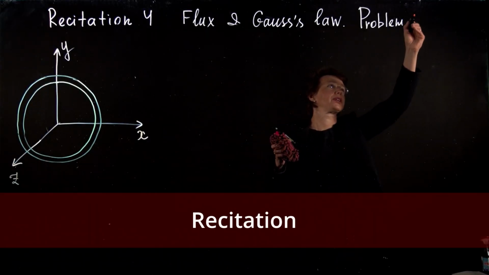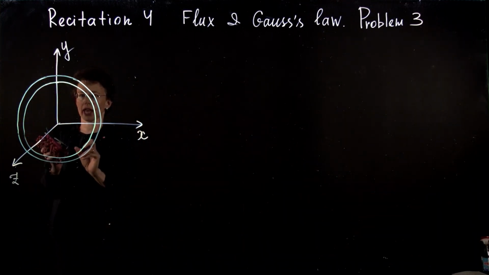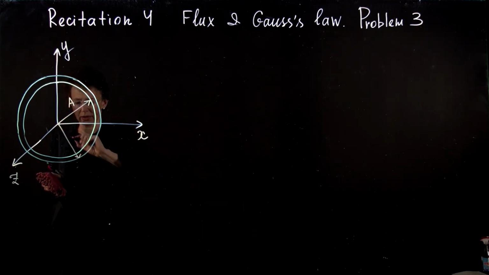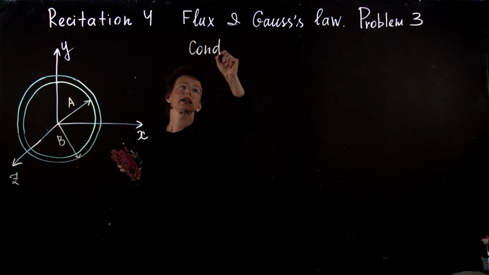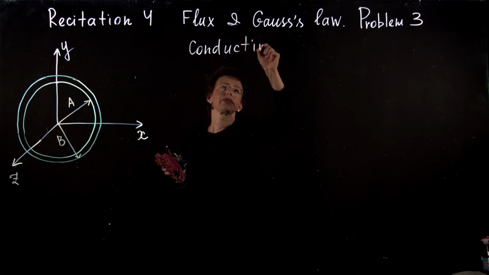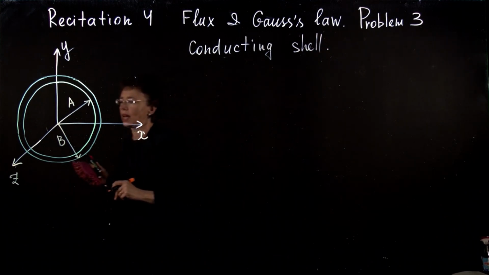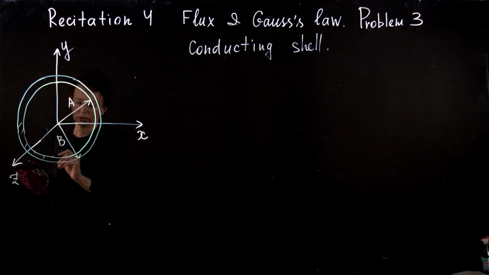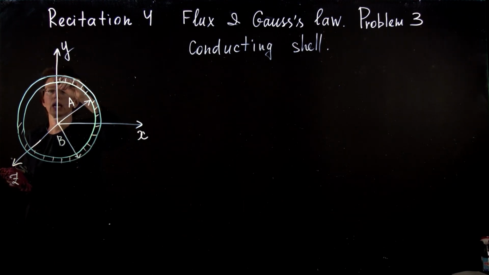This is problem 3. Now we will consider a spherical shell with inner radius A and outer radius B. And this spherical shell is conducting. This spherical shell, so the metal is right here. This is a conducting spherical shell.